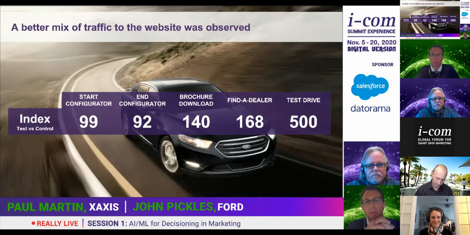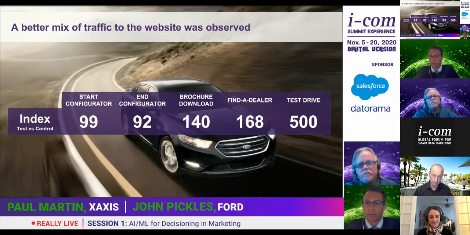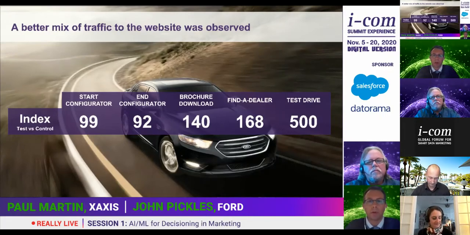So we're able to buy impressions that trade off the right balance between low volume, high value types of outcomes like a test drive, and high volume, low value outcomes like a configurator, for example. And here you can see we're able to maintain demand to the website for those outcomes, and really cherry pick and find those rare impressions that are going to lead into a test drive. And you can see here, we've improved those test drives by about 5 times.